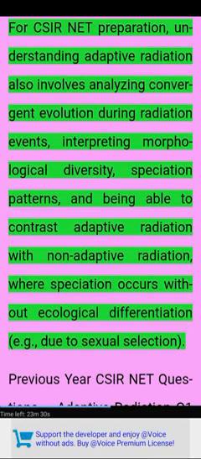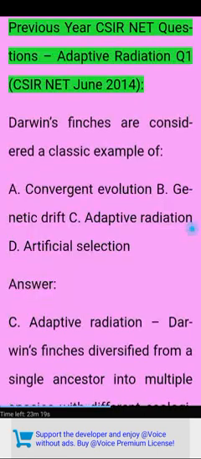For CSIR NET preparation, understanding adaptive radiation also involves analyzing convergent evolution during radiation events, interpreting morphological diversity and speciation patterns, and being able to contrast adaptive radiation with non-adaptive radiation, where speciation occurs without ecological differentiation, e.g., due to sexual selection.